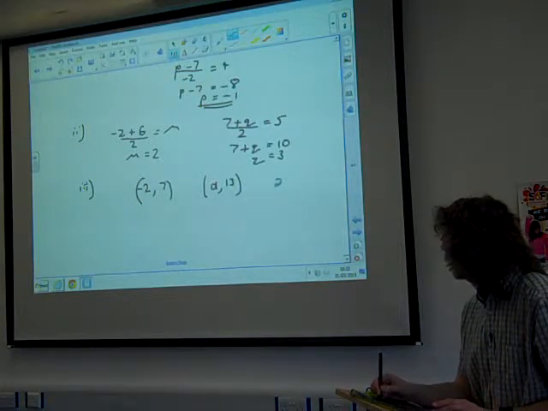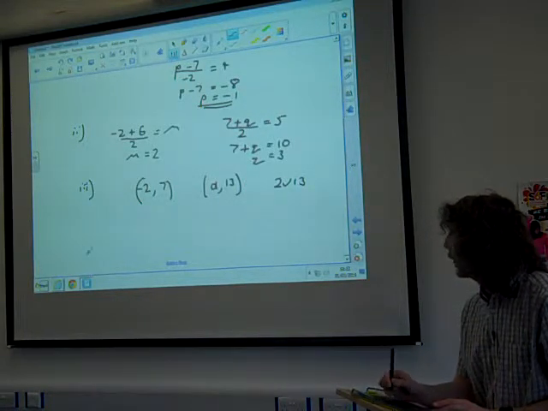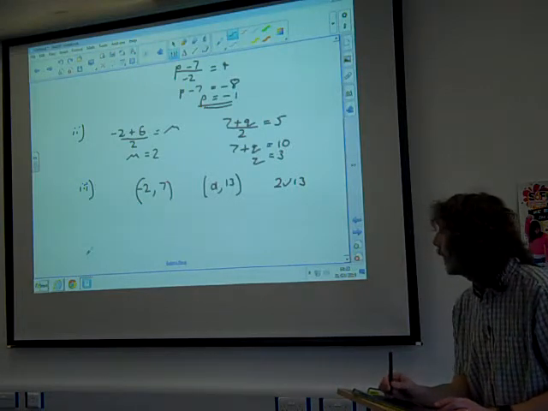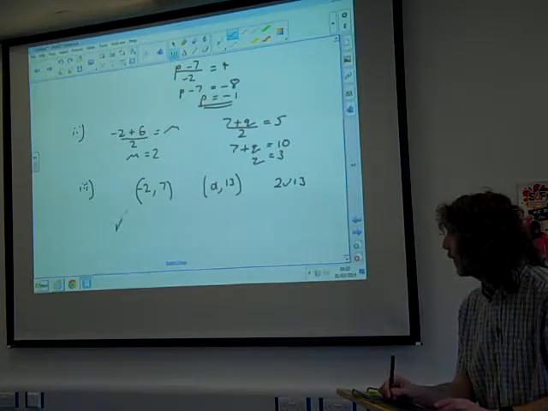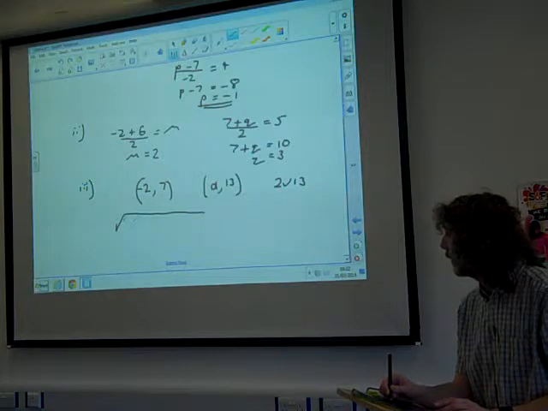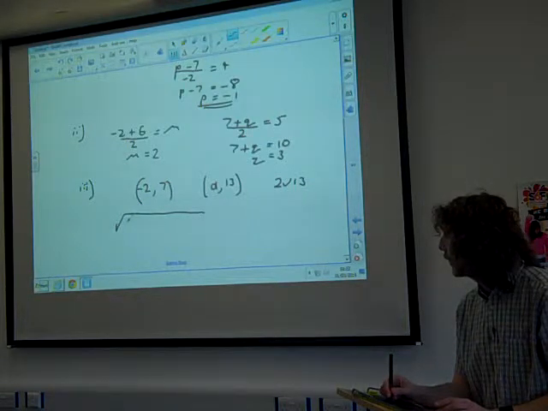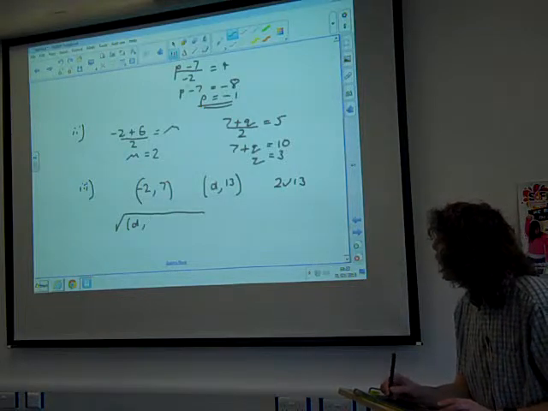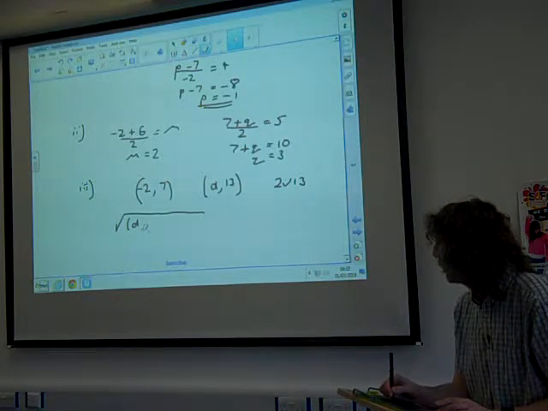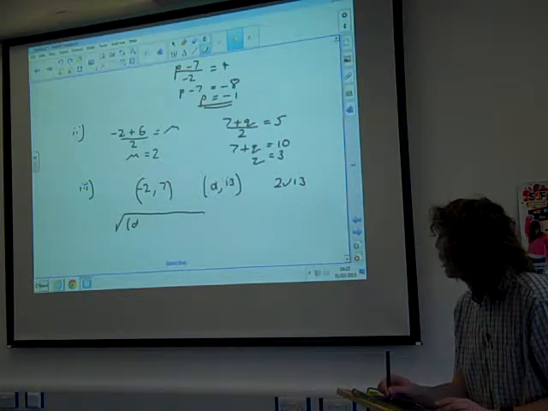And the length was 2 root 13, wasn't it? And so if we put that into the formula, then that says that the square root of... it's D, 3, thank you. D, 3, not 13. There.